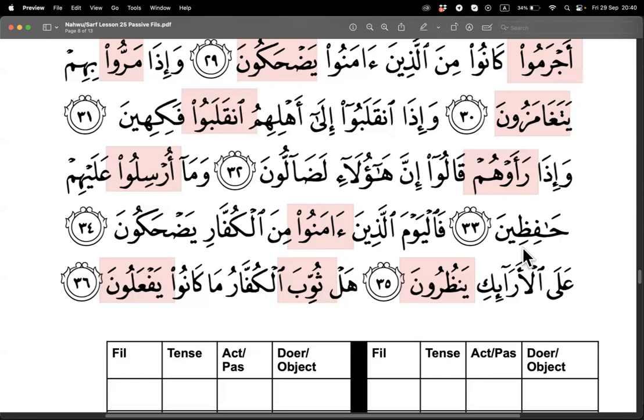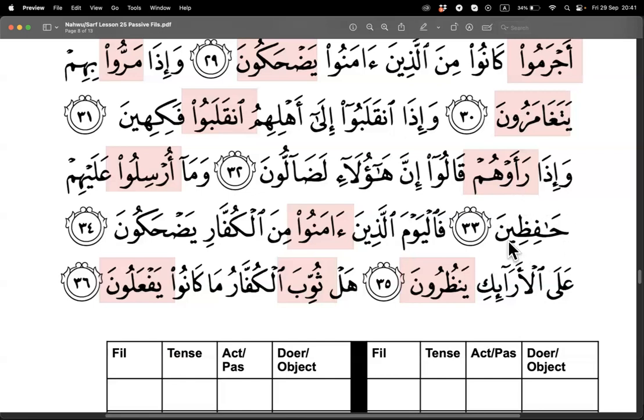Hafidhina is isim, and then what status? The isim status is nasab bil ya, niyabatan anil fathah, and then the ya is ism. Li'annahu jama' mudzakkar salim. Yes.